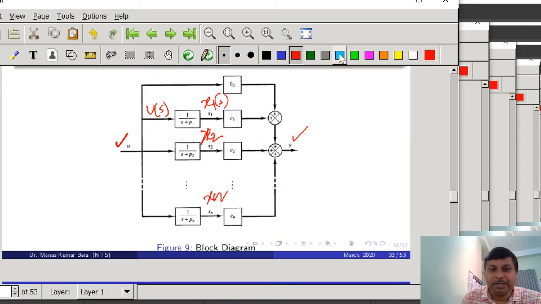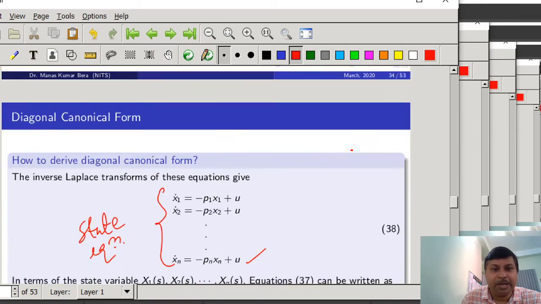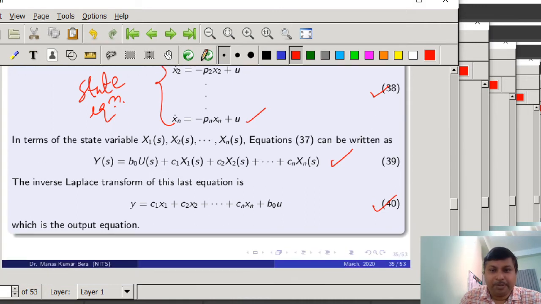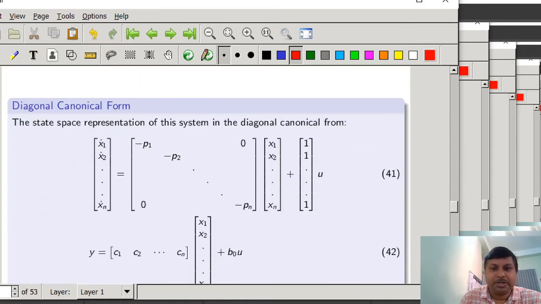So we write the output equation in the frequency domain, that is equation 39. If we take the inverse Laplace transform of equation 39, then in the time domain the output equation will be stated in 40. So now our work is to write the vector matrix notation of 38 and 40. That is very easy to write, and we will get the state space representation like this.